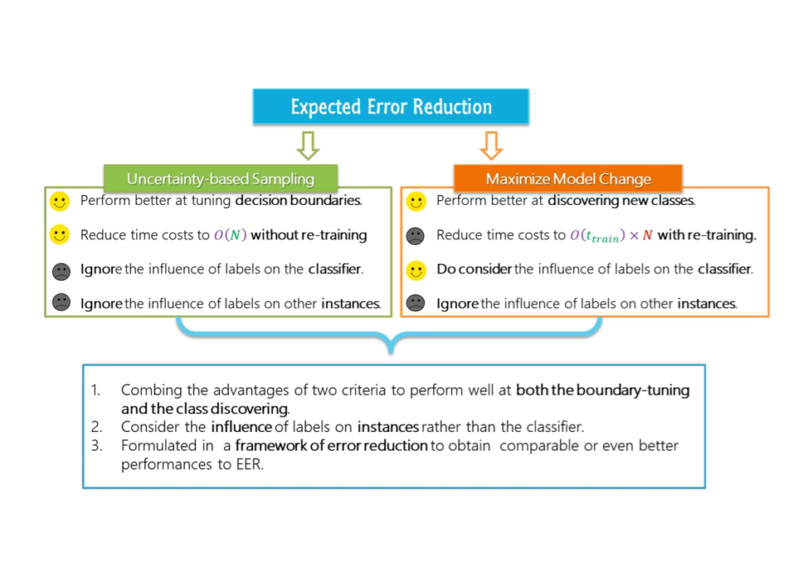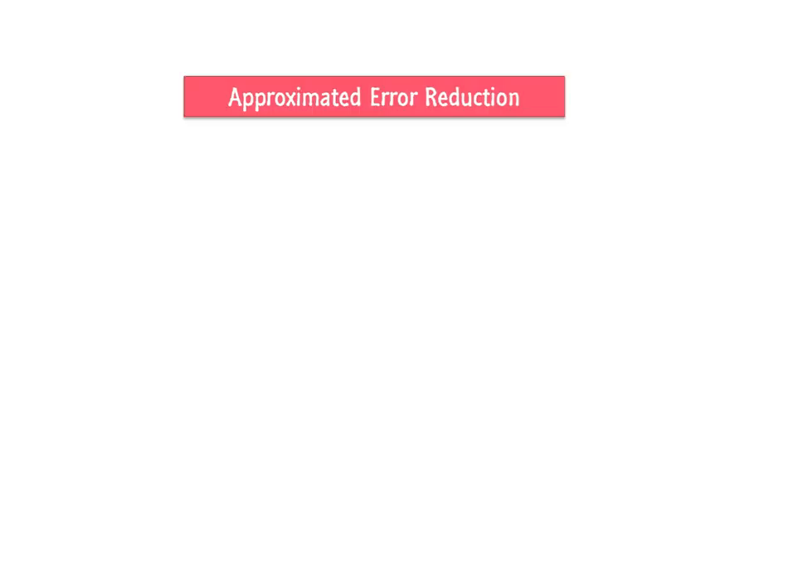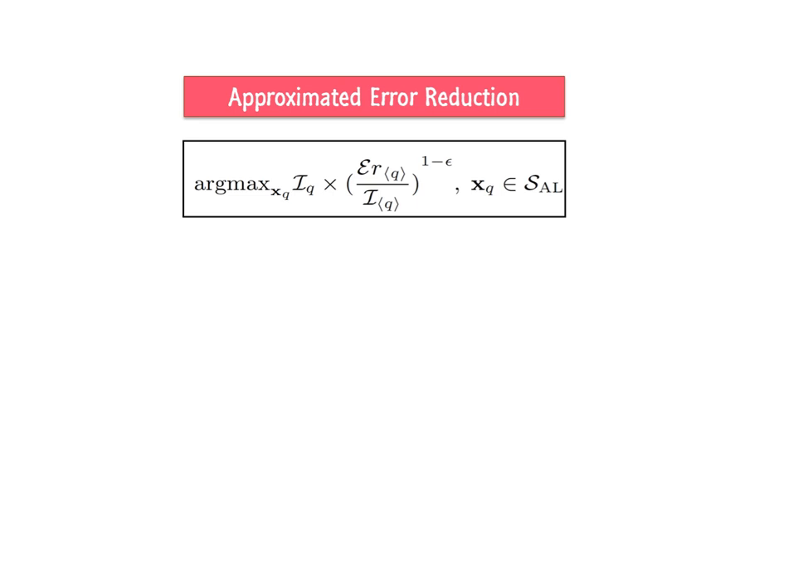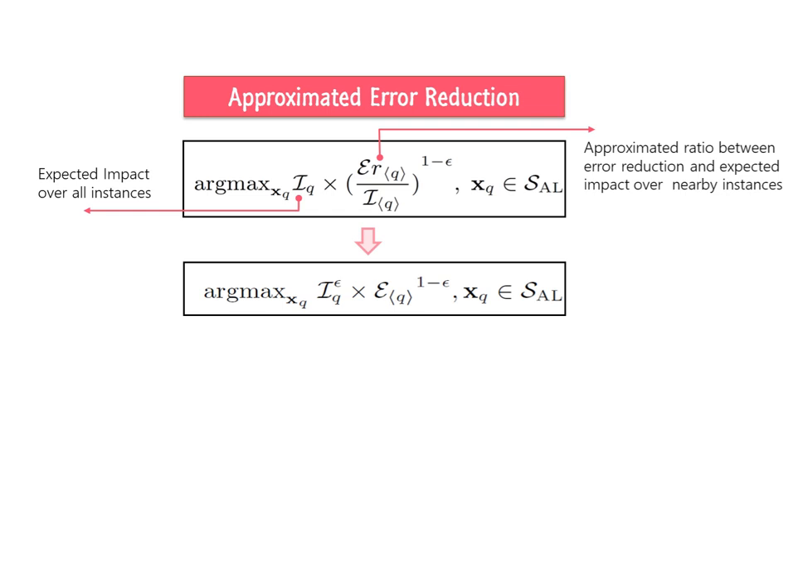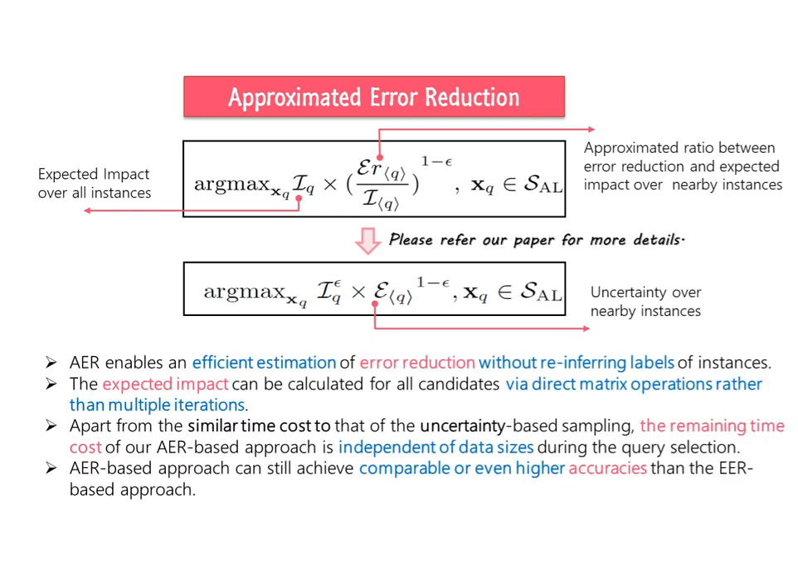criteria. Our paper proposes a novel active learning criterion called Approximated Error Reduction. The objective function is built on the framework of error reduction and can be simplified to one based on the local uncertainty of each candidate and its impact on the other instances. As a result, apart from a time cost similar to that of uncertainty-based sampling, the remaining cost of our approach is independent of the data size.